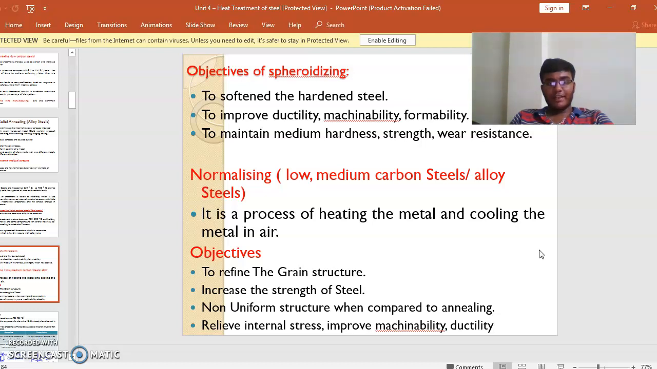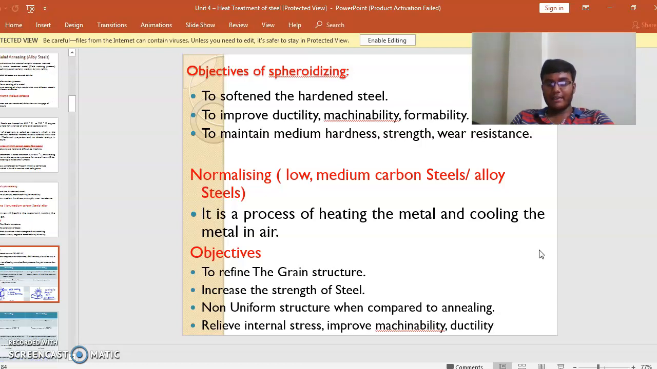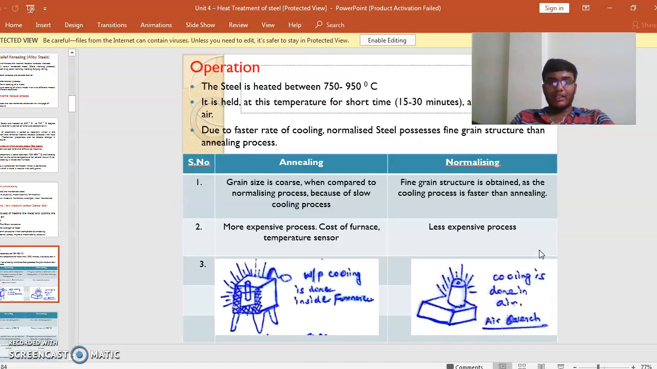It is the process of heating the metal and cooling the metal in air. Objectives of the normalizing process are to refine the grain structure, increase the strength of the metal, obtain a more uniform structure when compared to the annealing process, relieve internal stress, and improve machinability and ductility.